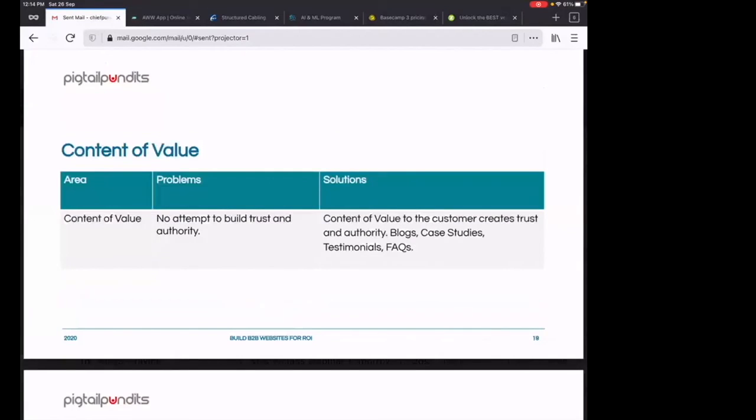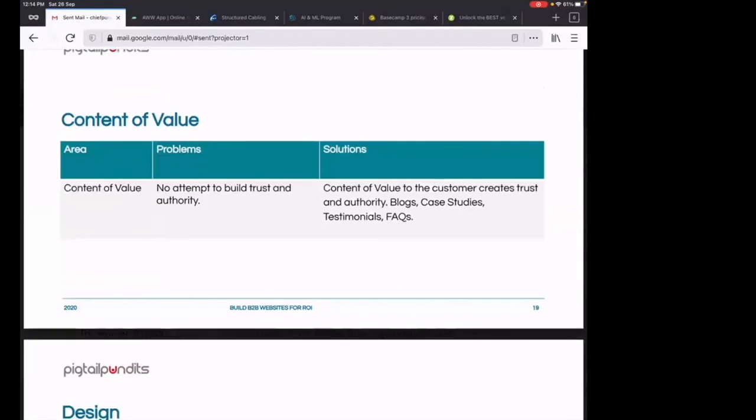This is essentially what I talked about earlier, content of value. And where would you look? Blogs, case studies, testimonials, FAQs. Lead magnets also come in here. Lead magnets could be webinars or PDFs. PDFs could be templates, or at the top of the awareness funnel, it could be how to buy in this particular category, or the mistakes that you're making in this particular category.